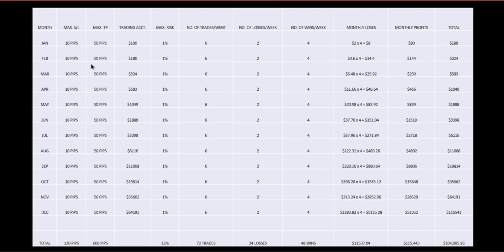All right? Now, if we go to the third month, which is March, everything is constant here, but our trading account will change. So our trading account will change to this $324, which is here, $324. So in the month of March, we have $324 to be trading with. Remember, we started with $100. So now, by March, 3 months after, we are having $324 to trade with. And our risk per trade is constant, 1%. All right? That's maximum risk, 1%.